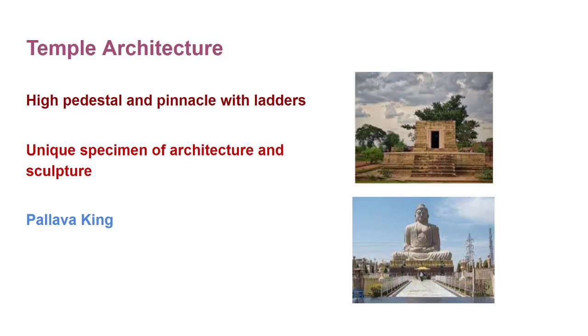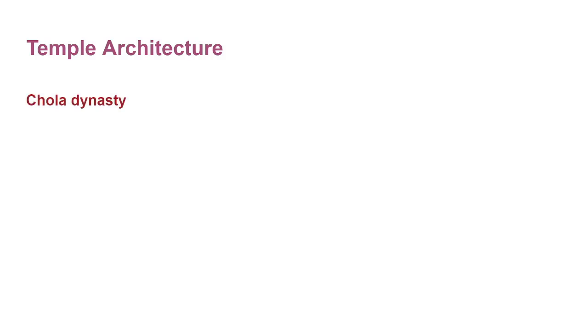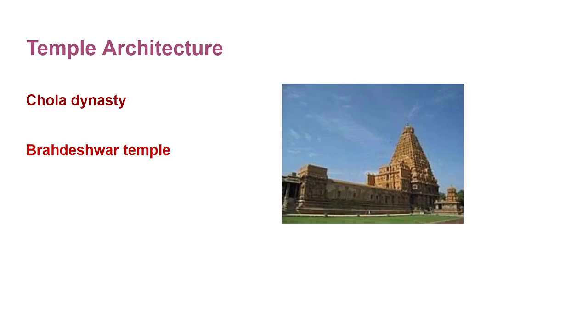Tanjavur was the capital of Chola dynasty. The great Brahdeshwar temple was the first temple constructed by Rajaraja of Chola dynasty. Here you can see that Brahdeshwar temple. It is about 200 meters high. It is an extraordinary temple of ancient India.